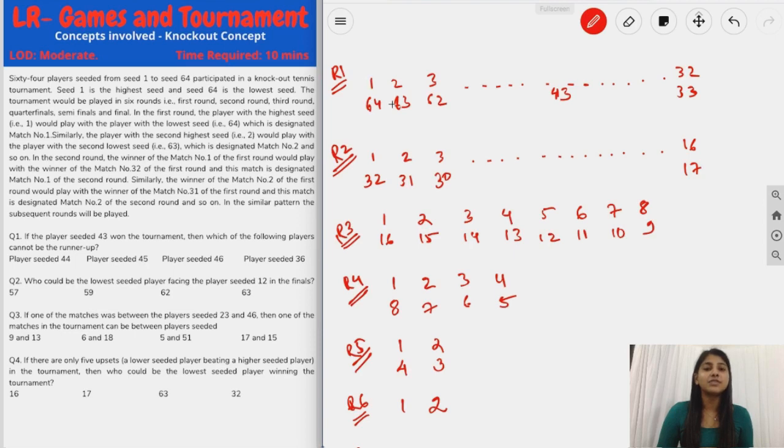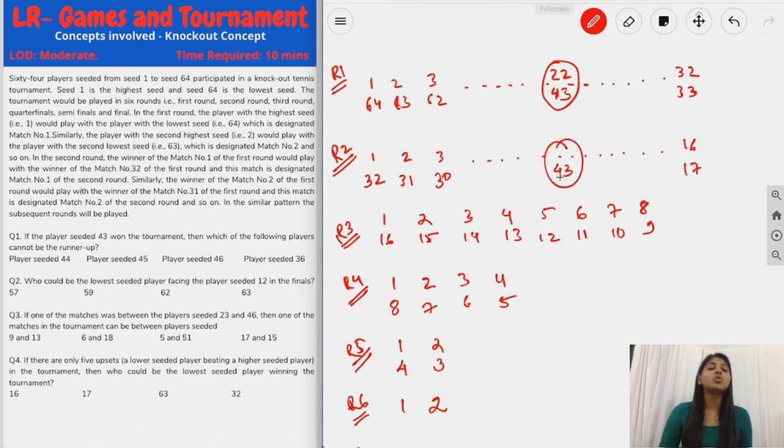64 plus 1, 65. 63 plus 2, 65. 62 plus 3, 65. Similarly, 43 plus whoever 43 is playing with, the sum will be 65. So 65 minus 43, we get the answer as 22, which means it was 22 that 43 was playing with. So this match would have been an upset, such that instead of 22, 43 went to the next round and took 22's place.